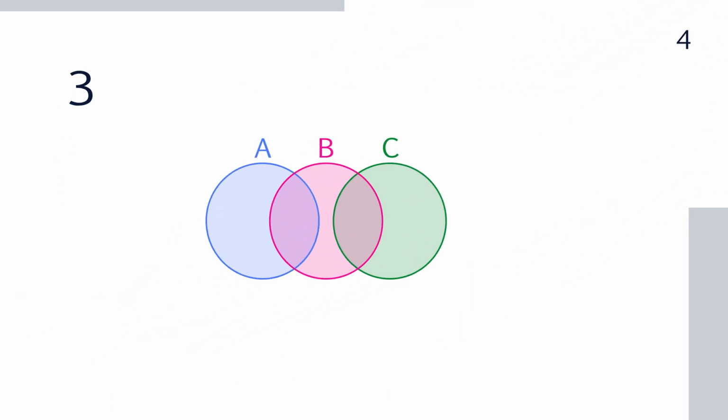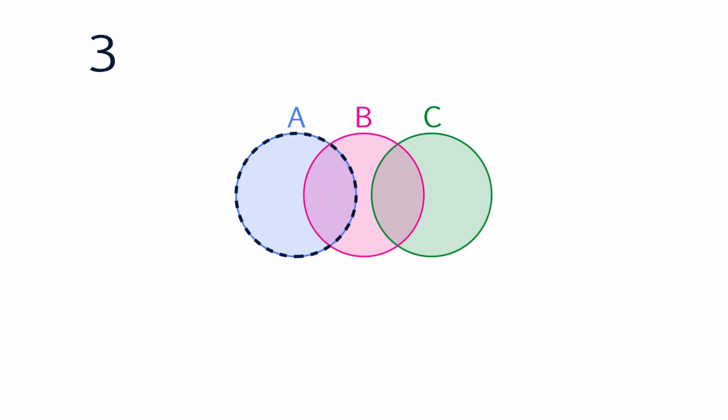In the third Venn diagram, circles A and B overlap, and so do circles B and C. That means that set B shares common elements with both sets A and C. Sets A and C do not share common elements because they don't overlap. The intersection of set A and set C is therefore an empty set.